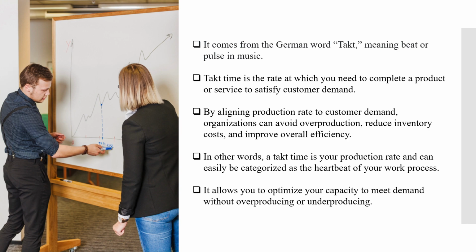In other words, Takt is the production rate and can easily be categorized as the heartbeat of your work process. As I already mentioned, it can be categorized as the heartbeat of your work process. What is the heartbeat? At what rate your heart is pumping? We have seen this common example. What is our pulse rate? What is heart rate? In the same way, what is the production rate? What is the production status rate? Which is denoted by the Takt time. Hope you understood, friends, the meaning of Takt time.